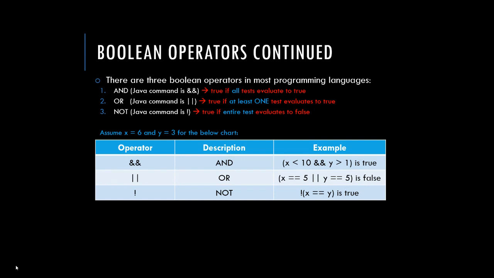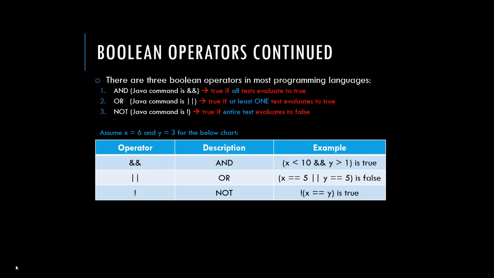So let's take a look at how these work. If we have x is equal to 6 and y is equal to 3. For our chart here, the first operator is the ampersands, and this means and. So we want to check and see if x is less than 10 and y is greater than 1. Both of those are true, so this would be true.